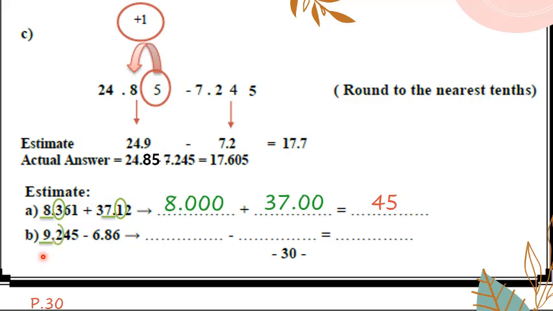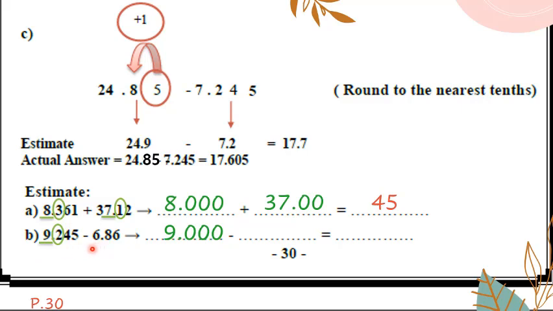Look to the right side of 9 is 2. 2 is also one of the weak numbers. So I will keep 9 as it is. So it will be 9.000 minus, let me see the second number.